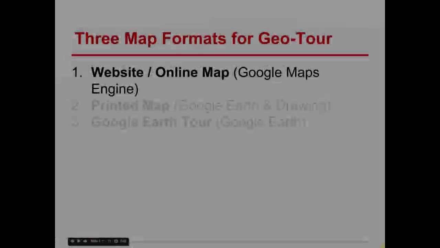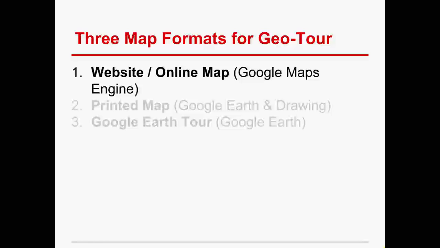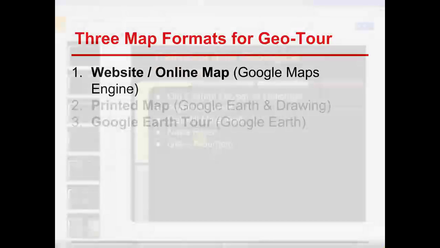The first type of map we're going to look at is making a website or online map. Using Google Maps Engine will let you make a map that is fairly easy to create. It's a free service to use and it can be embedded on your own website.